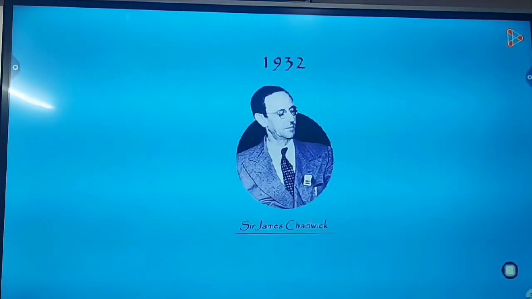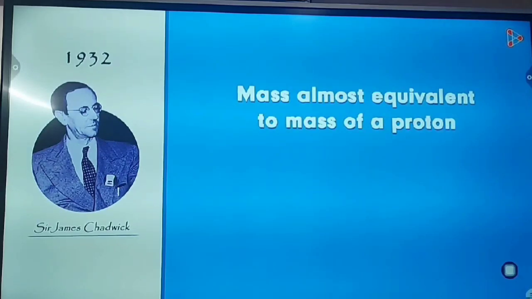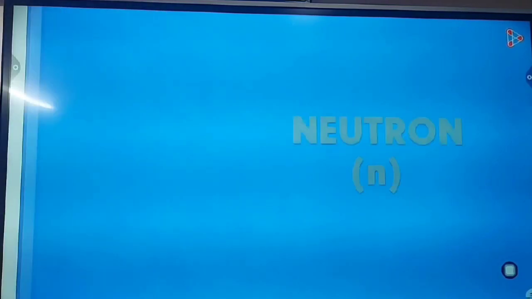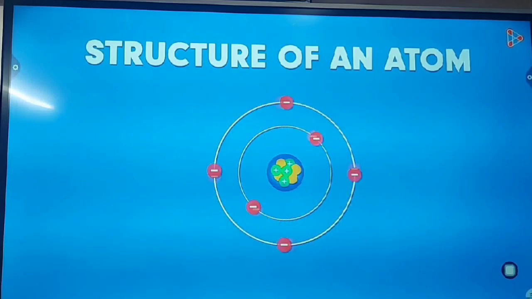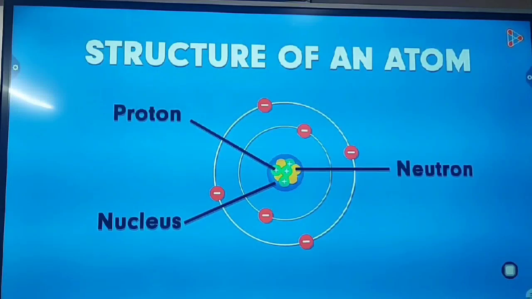Let's find that out. It was around the year 1932 when a famous English physicist, Sir James Chadwick, found the third subatomic particle. He found that the particle had a mass almost equivalent to that of the proton. And what about its charge? Astonishingly, it had no charge. Yes, the particle was neutral. The particle was later named as neutron, denoted by the letter n. Thus, now we have the complete design of an atom. In the center lies the nucleus having positively charged protons and neutral neutrons, while the negatively charged electrons revolve in fixed orbitals around the nucleus.